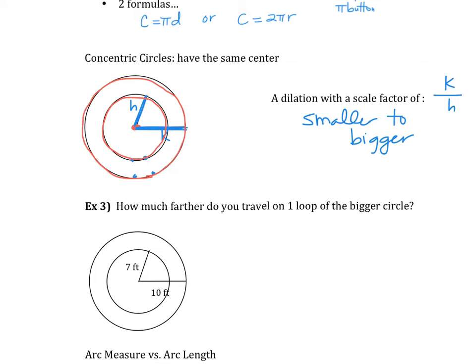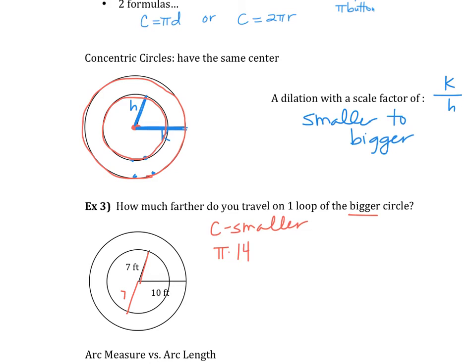It says, how much farther do you travel on one loop of the bigger circle? So if I do one loop around on both circles, how much farther is it on the bigger circle? So you have to think about what that is that we're talking about. If we're asking distance, how much further, that's basically saying perimeter or circumference. So we would say the circumference of the smaller circle would be pi times diameter. The diameter of the smaller circle would be 14, right? If this is 7, then the diameter is going to be 14.